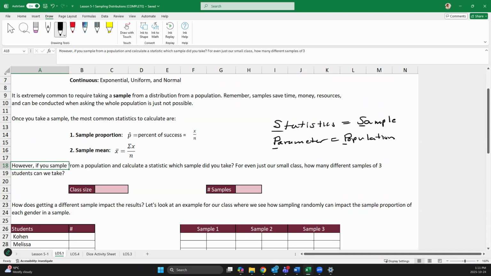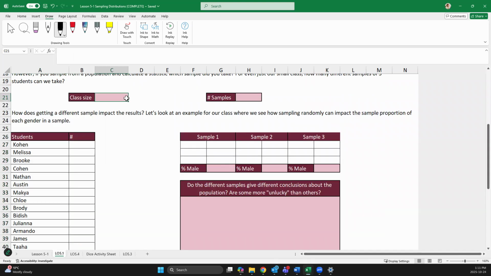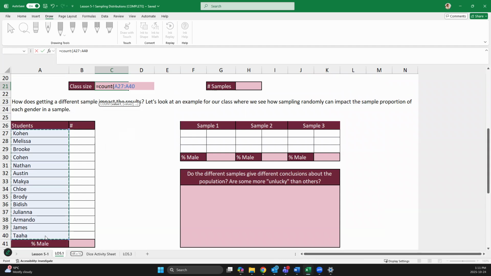To help that make a little bit more sense in terms of what I'm talking about, let me show you an example for a class. So here are some students listed in a class. This class only has 14 different students. So if I count the number of students, there should be only 14 here. Whoops, count because it's name. 14 different students.